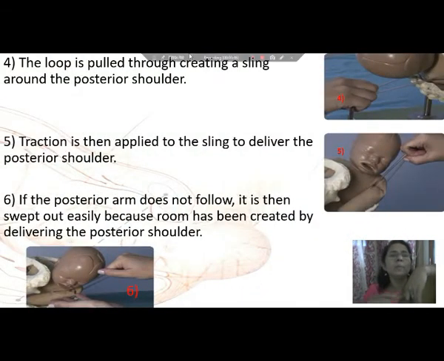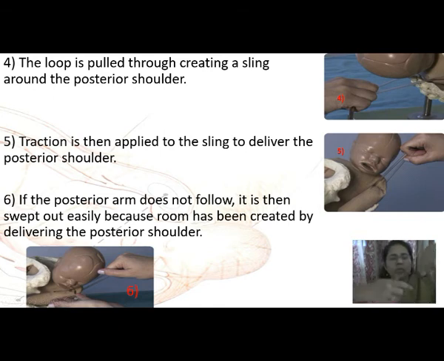Next step, the loop is pulled through, creating a sling around the posterior arm. We can see in the fourth picture, it is like a sling. It is in the posterior arm. You can see it is like a sling.